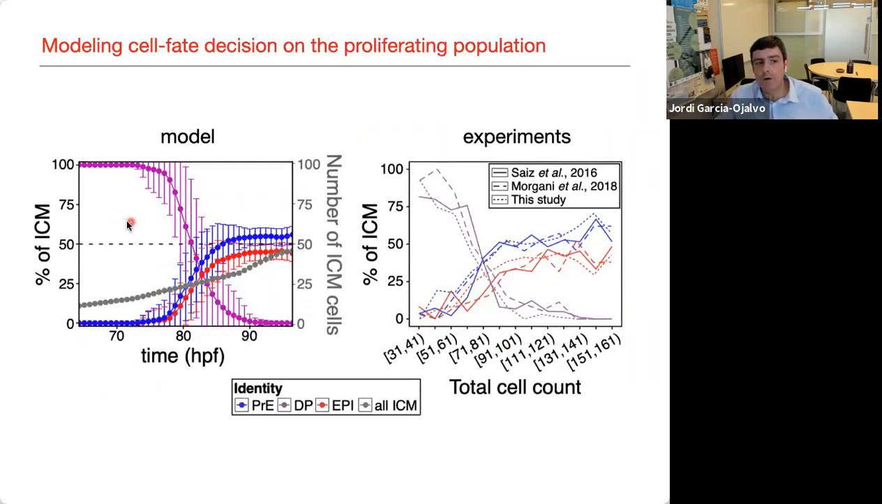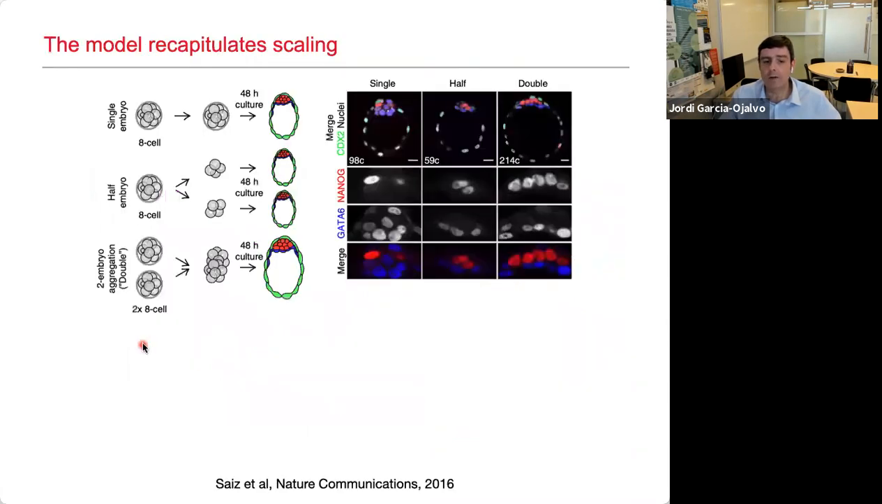And as you can see, we can mimic relatively nicely the dynamics that we see in a model that contains only cell-cell communication via FGF. There is no direct intracellular interaction between Nanog and Gata6, okay? So this indicates that FGF is both necessary and sufficient for this decision, okay? Not only this, now I would like to address the problem of scaling I was telling you about a minute ago. So can we recapitulate the scaling?